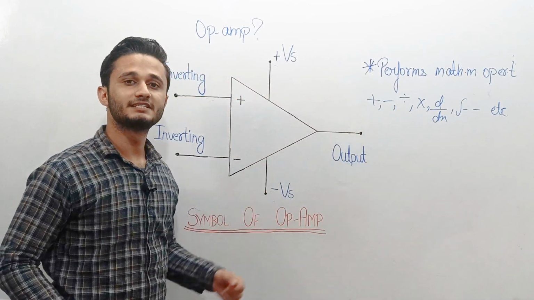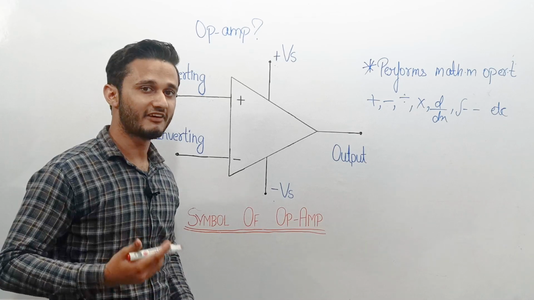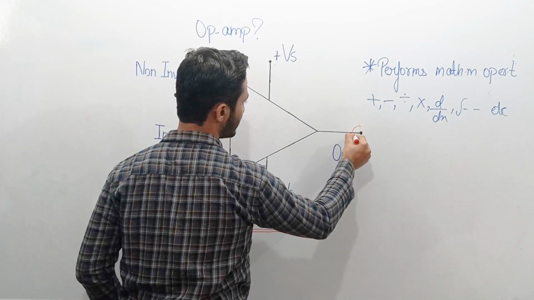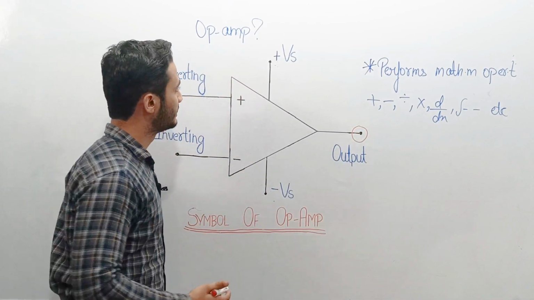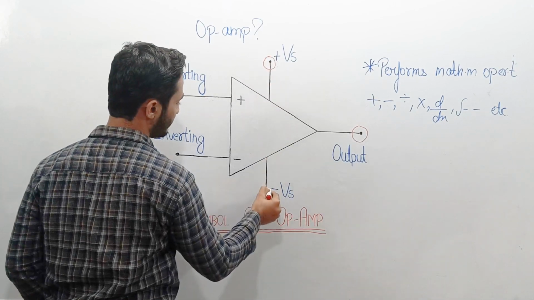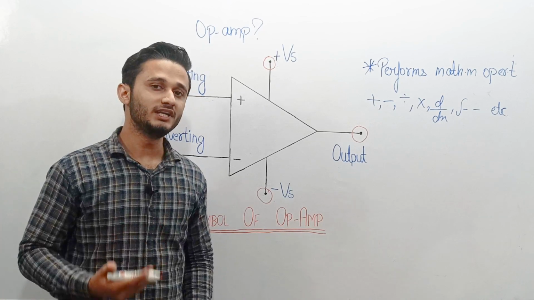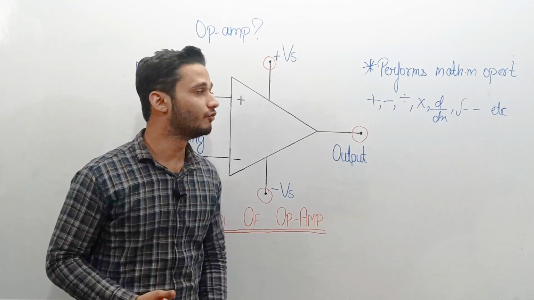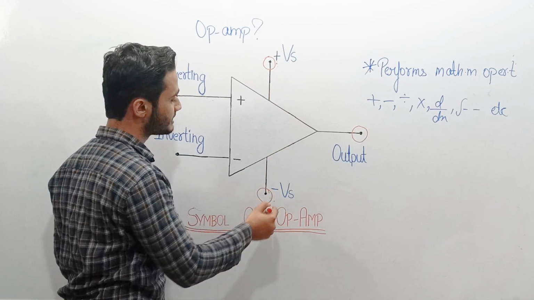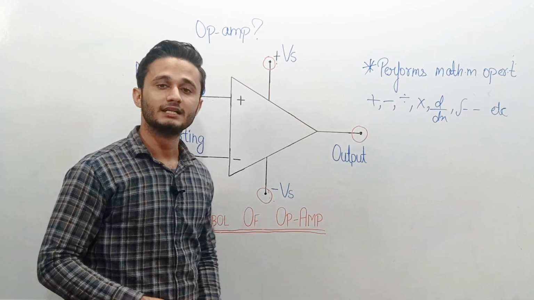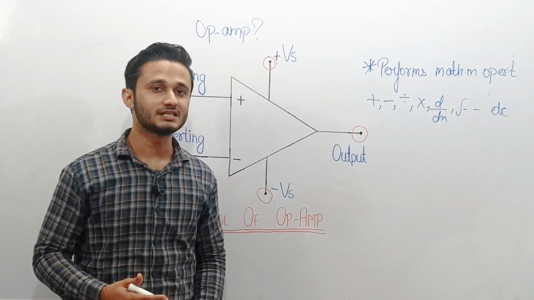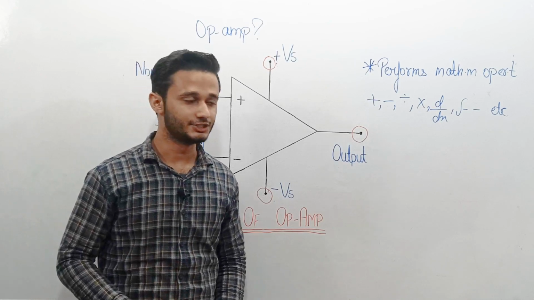This is the symbolic representation of an op-amp. It has total 5 terminals. This terminal is used for the output. These two terminals, plus Vs and minus Vs, are used to supply power. Only after supplying a sufficient amount of voltage between these two terminals, we can make this op-amp work. The voltage applied between these two terminals is also called biasing voltage.